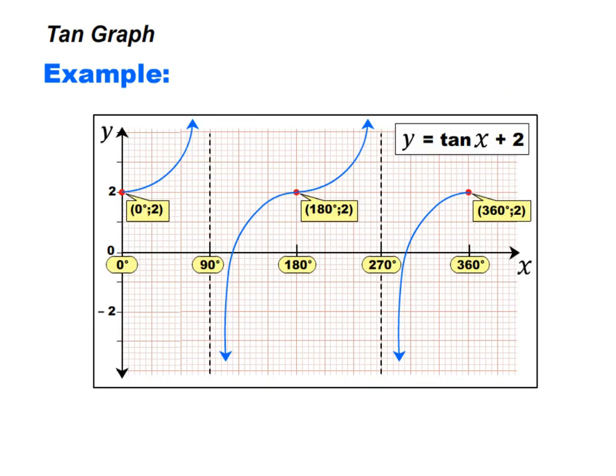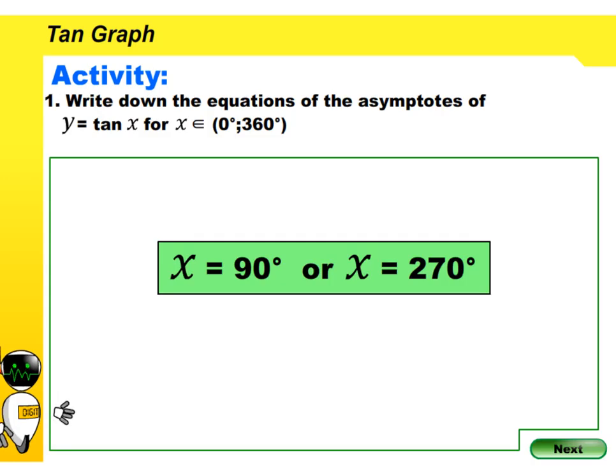So we can say the graph of y is equal to tan x plus 2 will cut the x-axis at 116.565 degrees, which is here, and also at 296.565 degrees, which is here. Look at the picture. Try the following activity. The first one has been done for you.